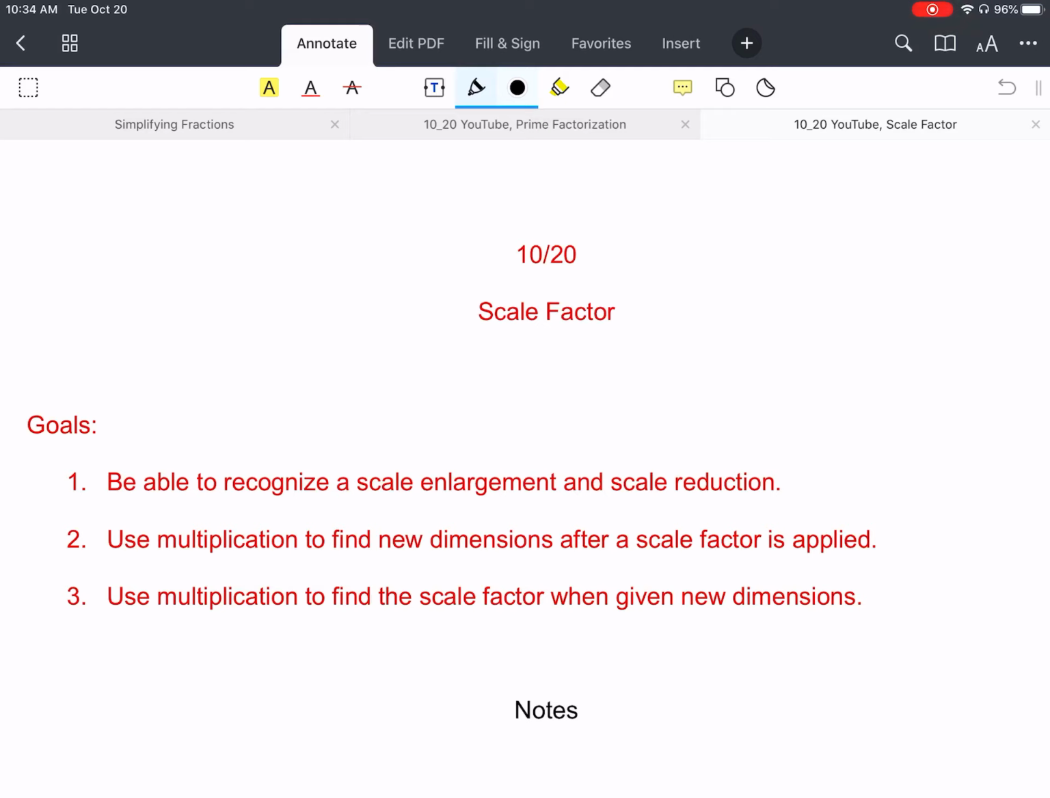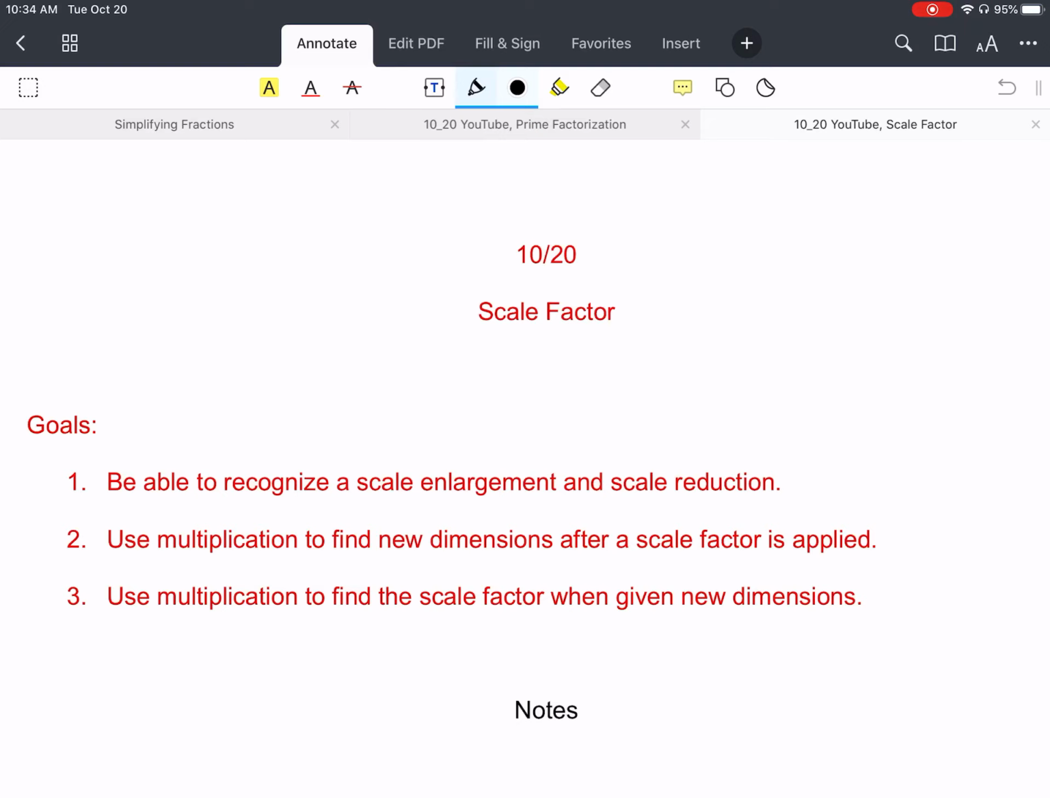So there are 3 goals I'd like you to pause this video and copy down in your notes. Goal number 1, be able to recognize a scale enlargement and a scale reduction. That goal should be pretty easy, and that will be explained a little later.